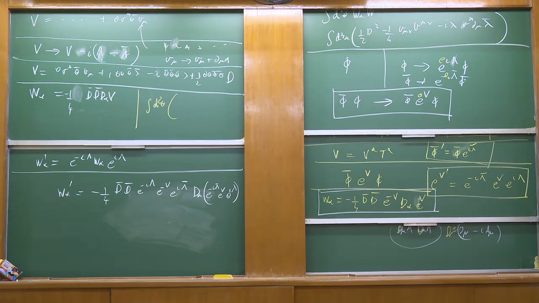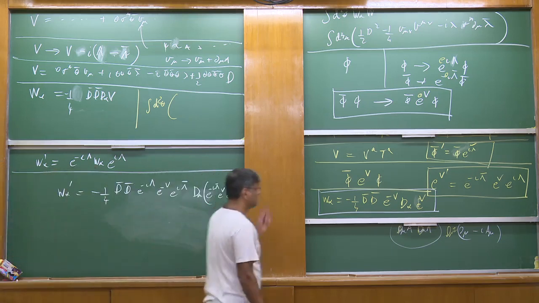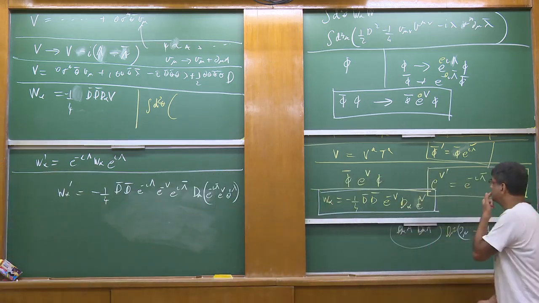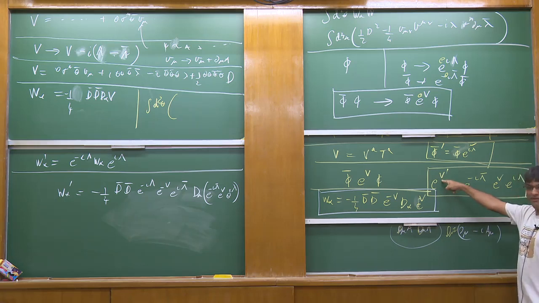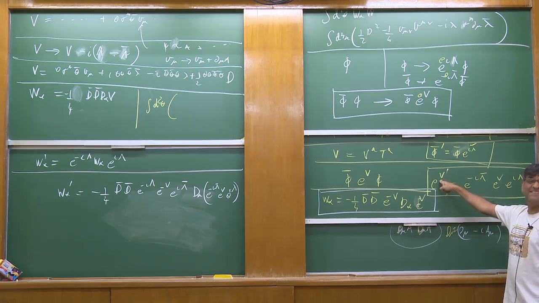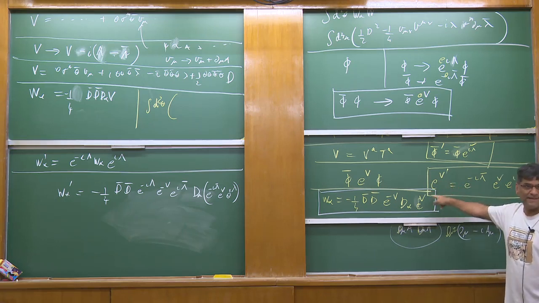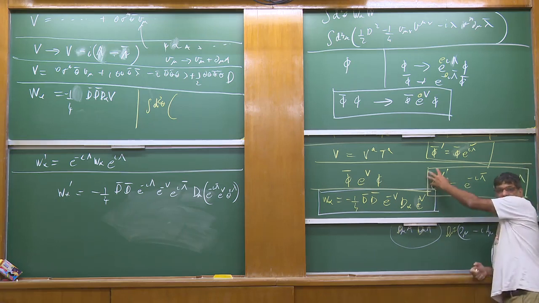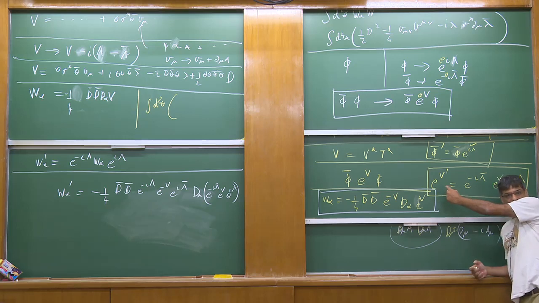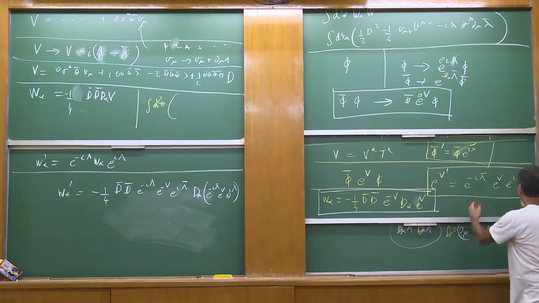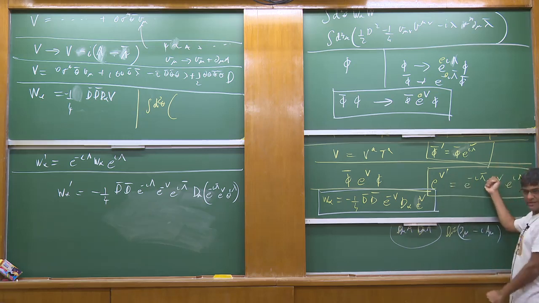Why do you change this into e to the power minus V transforms? Which one? For e to the power minus V? Well, we know how e to the power V transforms. E to the power minus V is the inverse of this, so this is the inverse matrix. I just took the inverse on both sides. So I got an inverse here, an inverse here, and an inverse here.